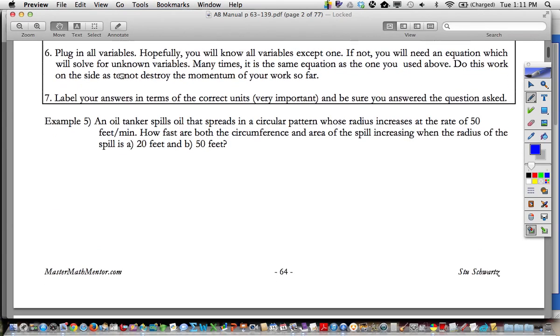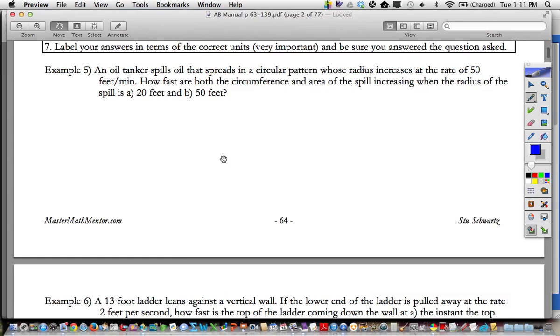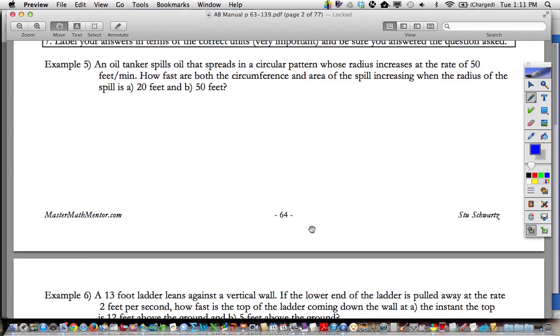So let's take example 5 here. An oil tanker spills oil that spreads in a circular pattern whose radius increases at the rate of 50 feet per minute.